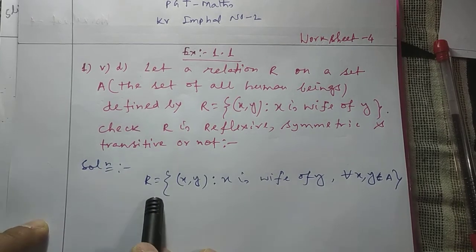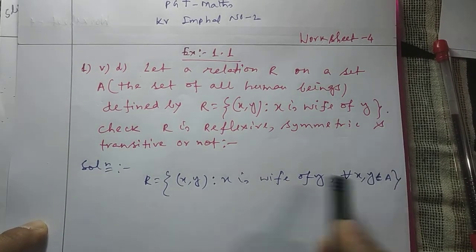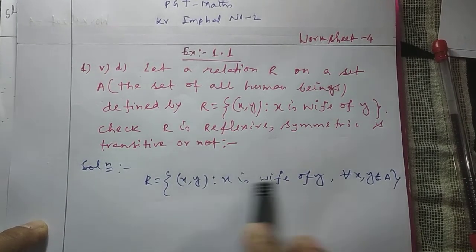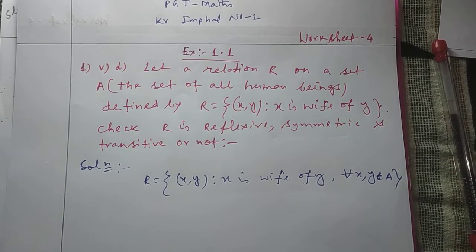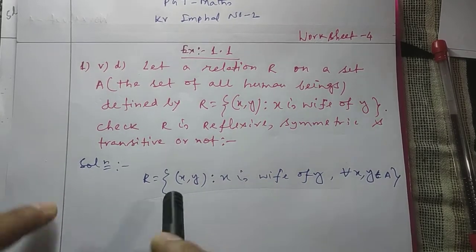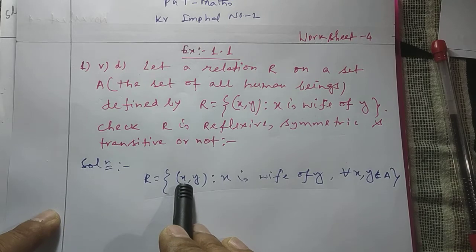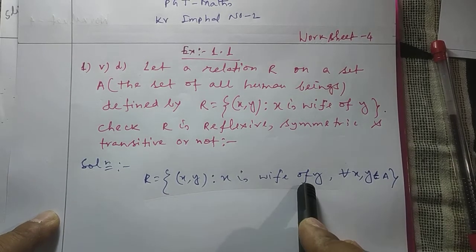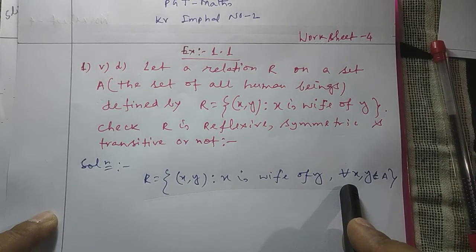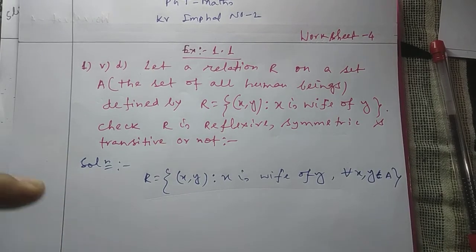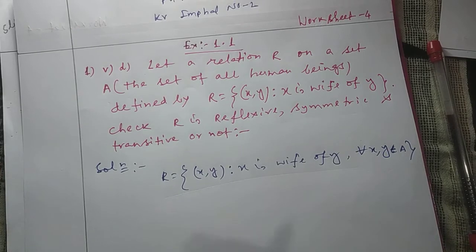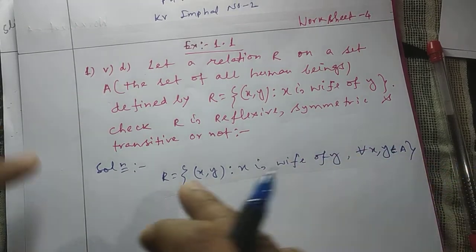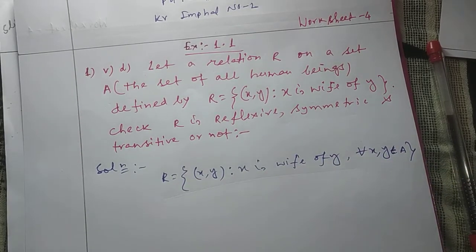First, look at how the relation R is defined here. It is very important to understand. If you understand this somehow, then the math will be finished by 50%. First, let us see what is told here. R equal to {(x, y) such that x is wife of y}. Here all the x, y will be coming from a set. Set A means it is a set of all human beings. Correct? First, let us understand what is the meaning of these definitions.